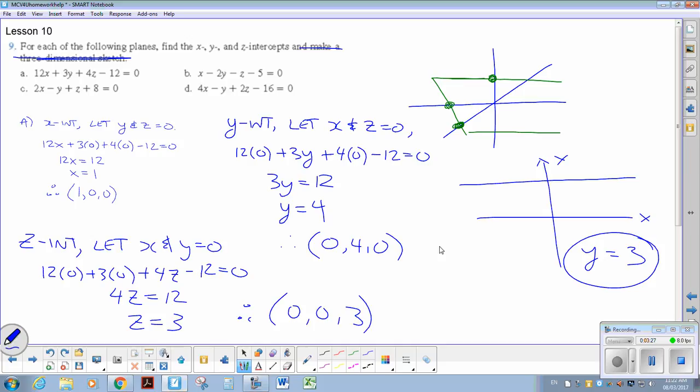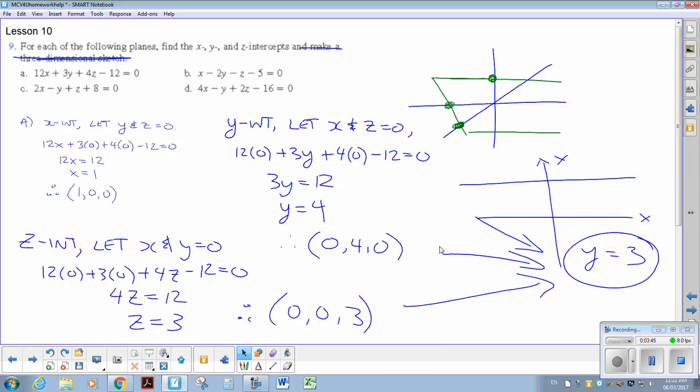All right, same process for the other ones. If you get one of those unique cases that I was talking about over here, you're going to find that it's impossible to let y equal 0, for example, because that would mean 0 equals 3, so there is no x or z intercept. So hopefully that clarifies number 9. If you have any questions, let me know.